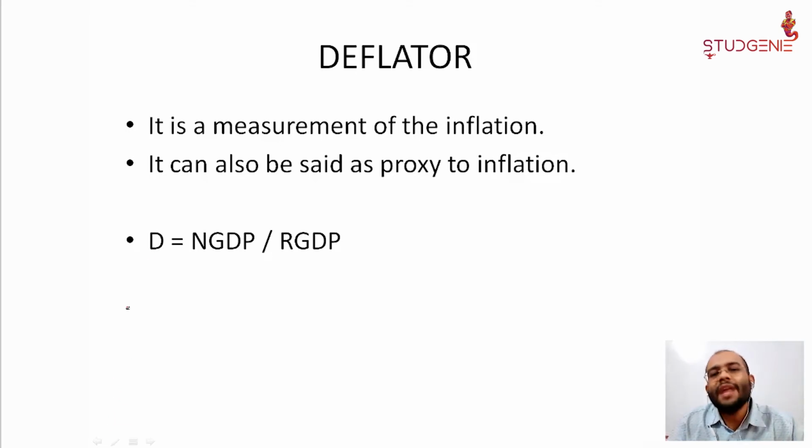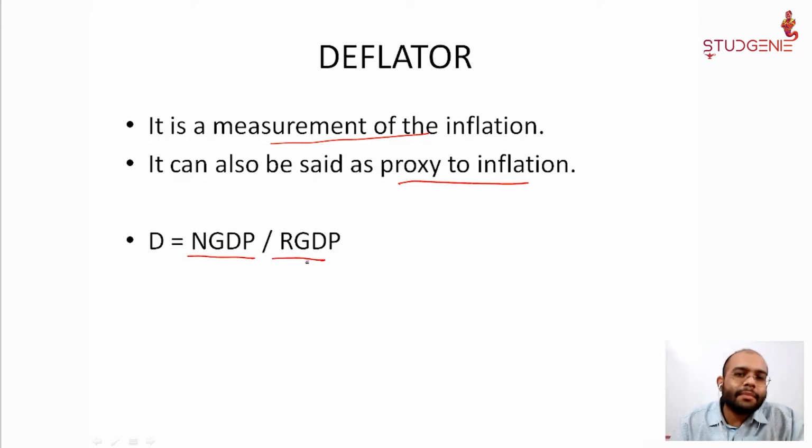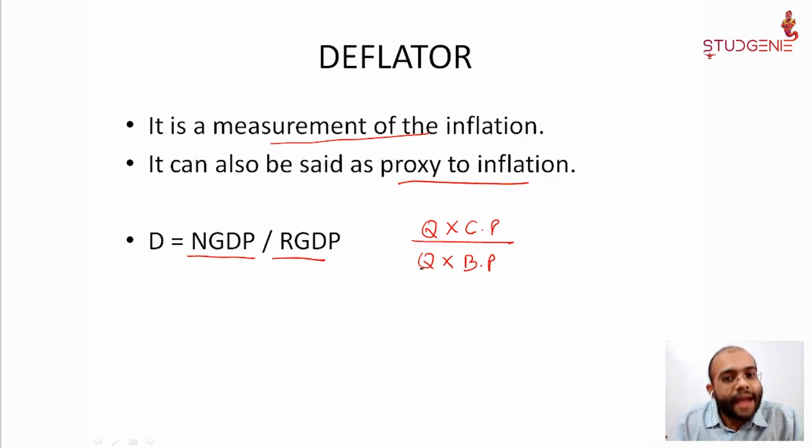Now we will look at what a deflator is. Deflator is a measurement of inflation. You can also call it a proxy to inflation. It helps in calculating inflation. How? What is deflator? Nominal GDP upon real GDP. What was nominal GDP? Current quantity into current price. What was real GDP? Current quantity into base year price, right? So current quantity into current price upon current quantity into base year price. The current quantity gets cancelled, so it is current price upon base year price. Will this not indicate how much inflation has occurred throughout the term?